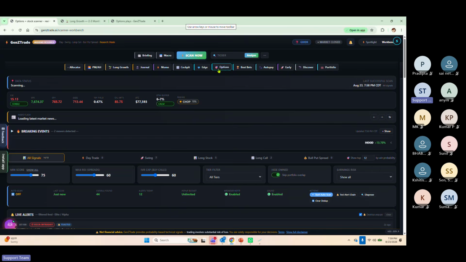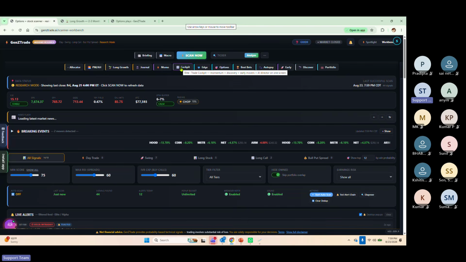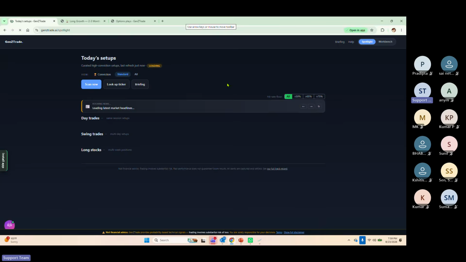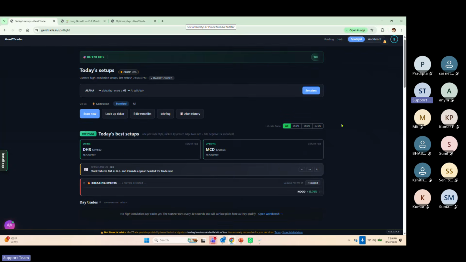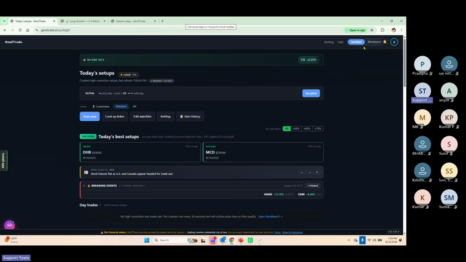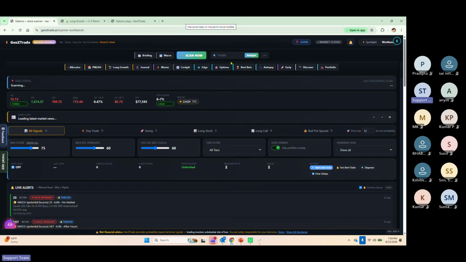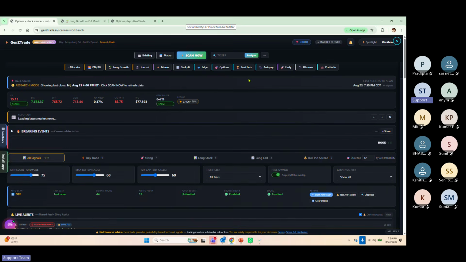But again, options and edge are for alpha. Momentum scanner and trade cockpit are for the elite, right? Then long growth and briefing and macro and scan are for the first layer, pro. Then spotlight is only for the trader. This is the first package, you have access to this screen, nothing else. But if you're taking elite or alpha, you have access to all the functionality of the system.